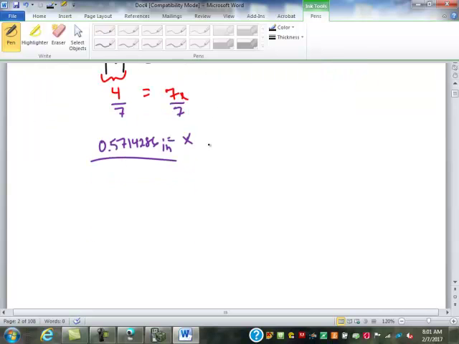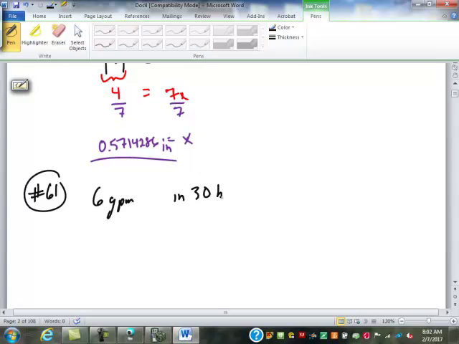I want to jump down to number 61. We got a discharge pump. A pump discharging 6 gallons per minute fills a tank in 30 hours. How long does it take a pump discharging 20 gallons per minute?